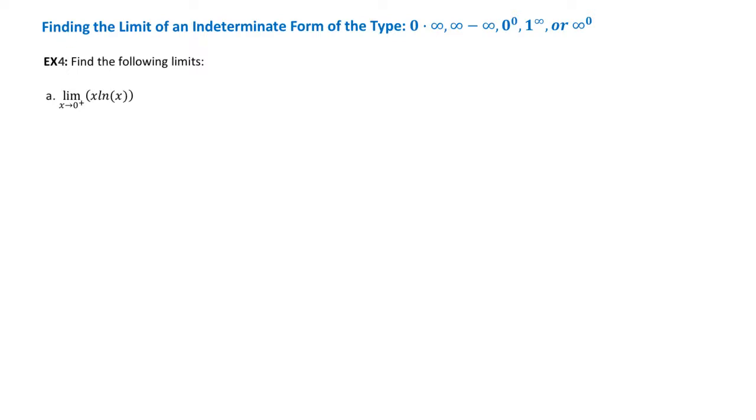Now, let's look at the title here. Finding the limit of an indeterminate form of the type 0 times infinity, or infinity minus infinity, or 0 to the 0, 1 to the infinity, or infinity to the 0. These are indeterminate forms. For example, if I get 0 times infinity, I can't say that is 0 because infinity is not a number, it's a concept. It's telling you how the graph is growing. So 0 times infinity is completely indeterminate.